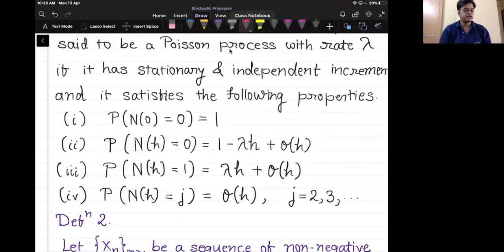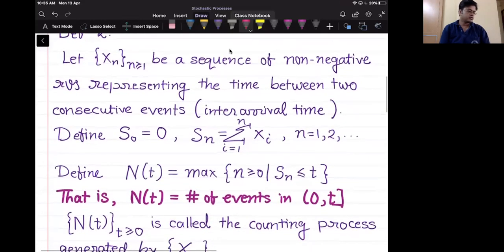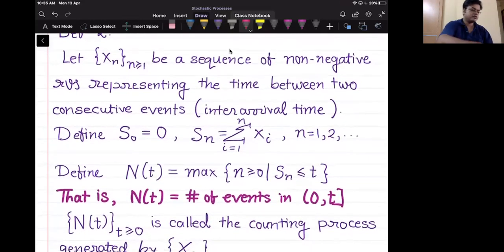Then we defined another notion of a Poisson process by using a different definition. That definition we will use today to understand what is a renewal process. So this was the definition. In this definition, we said let Xn be a sequence of non-negative random variables representing the time between two consecutive arrivals or two consecutive events. We call this the inter-arrival time, and let that time be defined by Xn.